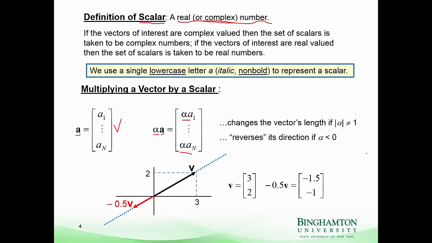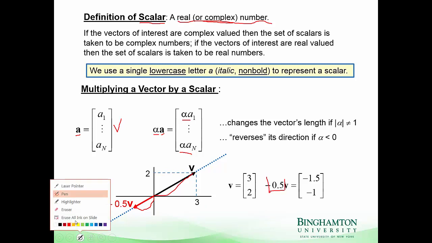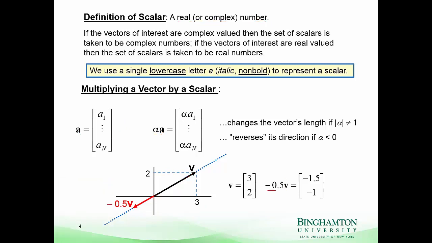So here's an example. We start off with some vector v, which is a (3, 2) vector. And if we look at negative 0.5 v, well, the absolute value of alpha is 0.5. And so our vector will be half as long. So our distance here is half the distance of v. And then the other thing that we see is that because our alpha is negative, things are going to reverse 180 degrees. So we are now 180 degrees around there.